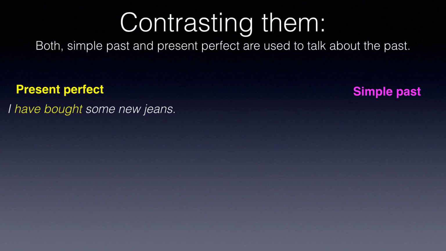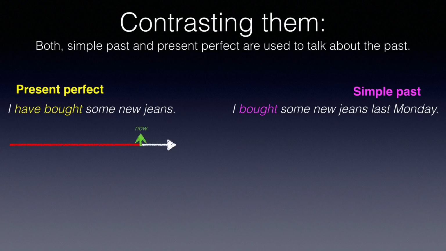And the sentence in the simple past: I bought some new jeans last Monday. Let's put them on the timeline. So now I'm telling you, I've bought some new jeans, and that happened sometime in the past. It's not really relevant, or you don't have to know that. It's just I've bought them, and here they are.